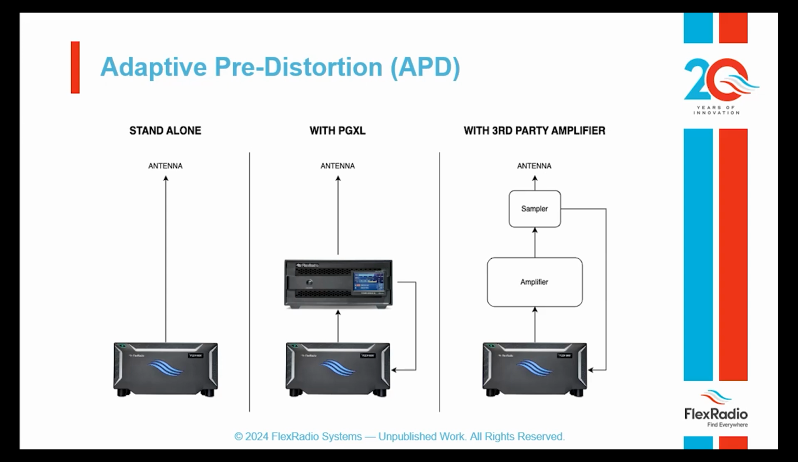On the left-hand side is at 100 watts, you're standalone. You just stick an antenna on your 8000 and you can use predistortion. You can also connect it to a PGXL. You take the sampler output, run it back to a receiver port on the radio, and you can operate that way. Or with a third-party amplifier, we're going to provide a sampler that you can feed the signal back into the radio, and it also releases the antenna port from the radio.